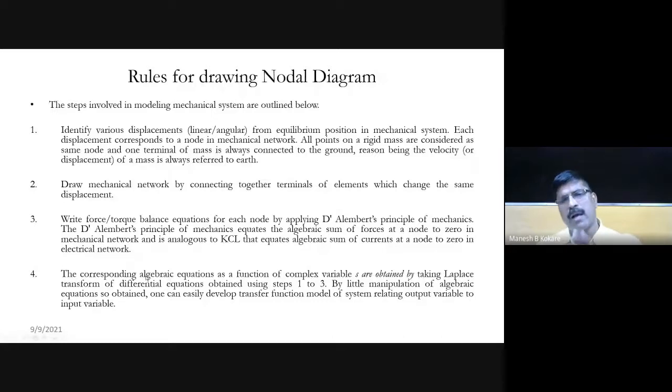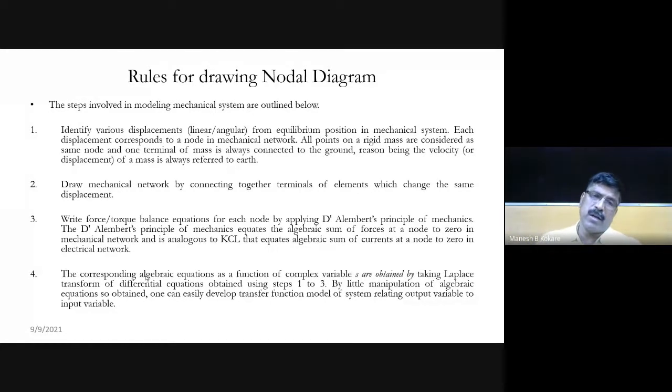So once again, I'll repeat it. What are the steps or rules for drawing the nodal diagram? First, in a given mechanical system, identify the number of displacement points. In the problem they might have given how many displacement points there are. The number of displacement points is equal to the number of nodes in the diagram.